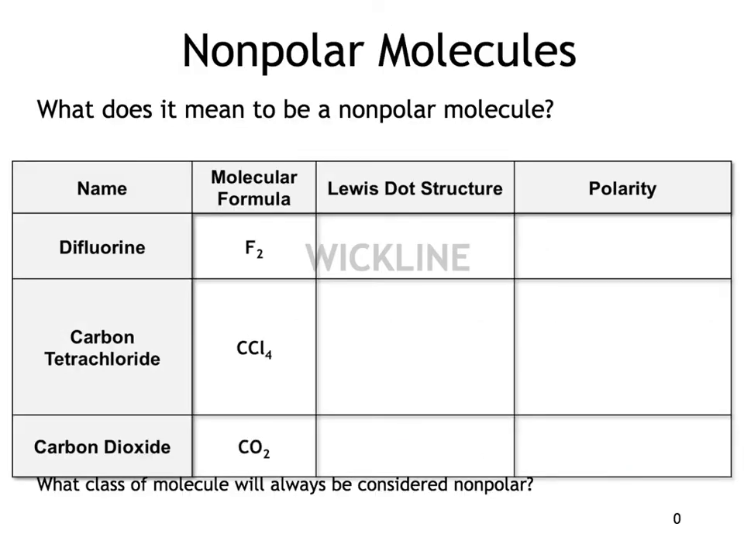All right, nonpolar molecules. So to be a nonpolar molecule, you need to be symmetrical. And we, of course, would judge symmetry based on the way the molecule looks, and that's why Lewis dot structures for molecules can come in handy. I have included here an organizer that includes difluorine, which maybe you would just call fluorine, carbon tetrachloride, or CCl4, and carbon dioxide, CO2. I'm going to put in the dot structures now, and then we can talk about their polarities.